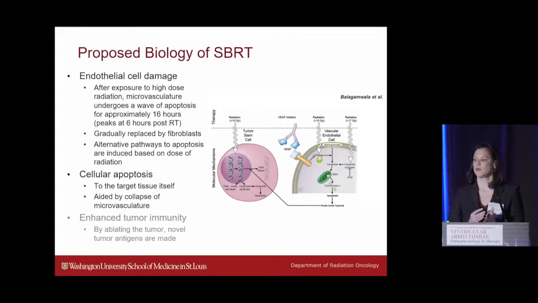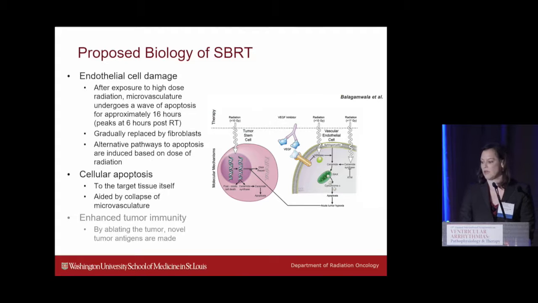So in regards to what biology is going on in SBRT that's different than our conventional understanding, the parts of that that could be relevant to cardiac SBRT include mechanisms of endothelial cell damage, where after exposure to high-dose radiation, the microvasculature undergoes a wave of apoptosis pretty quickly and then is gradually replaced by fibroblasts that could lay down scar.